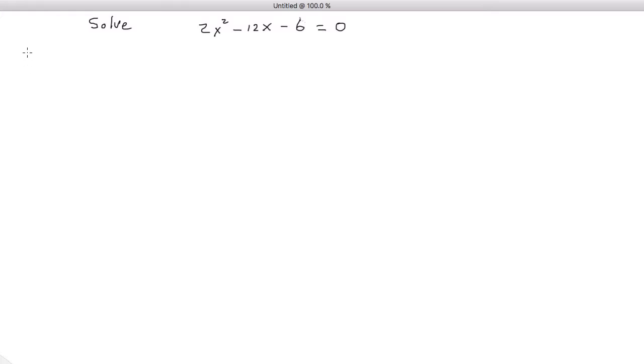Let's solve this. We're going to solve it 3 different ways. First way, let's do it by factoring. All right, so let's write this down. If I'm going to factor, first thing I'm going to do is see if there's any GCF. So I see a 2 goes into 2, 12, and 6. So I'm going to GCF that.